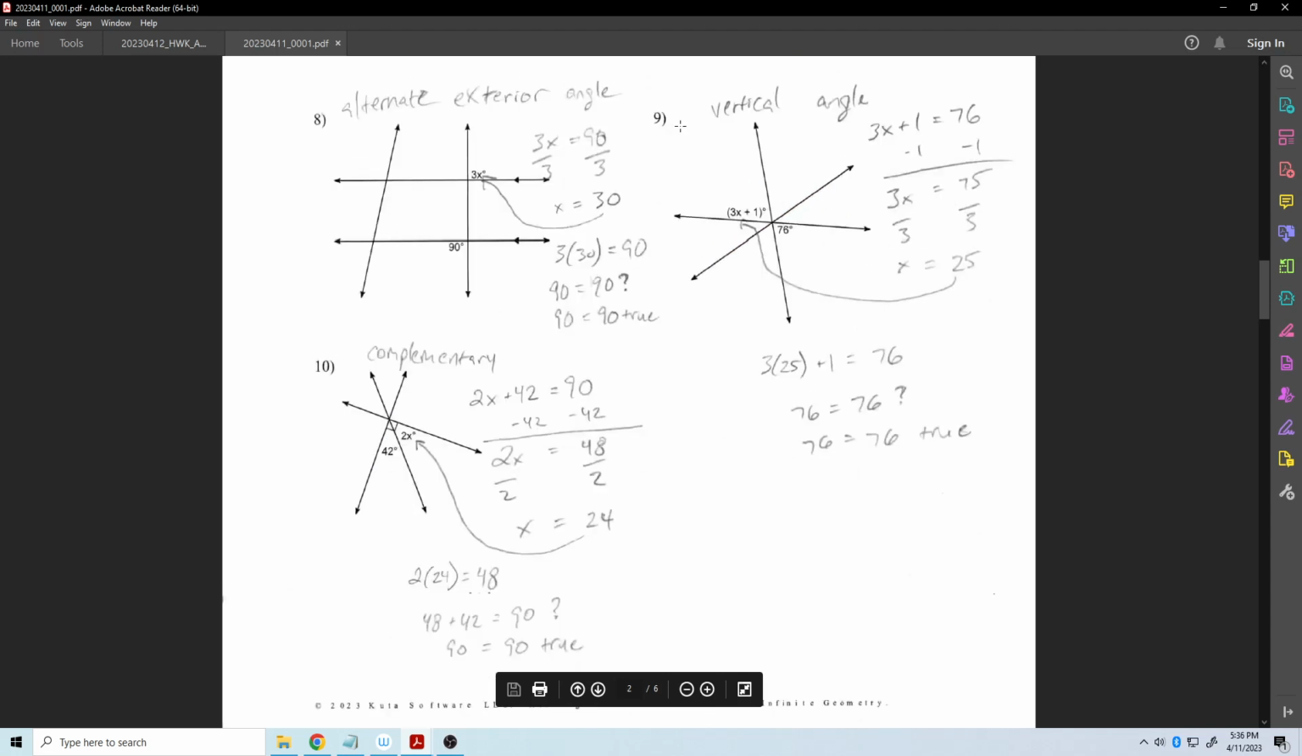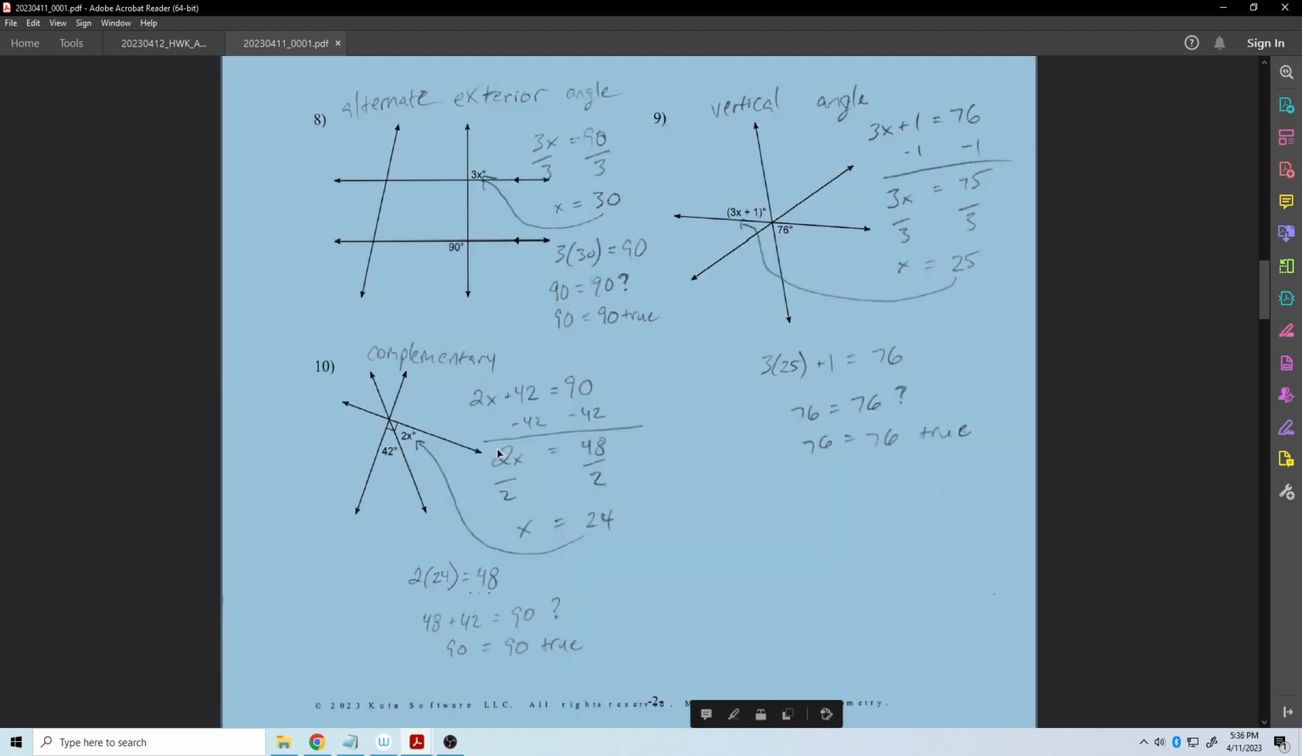Complementary, same idea with complementary as with supplementary, which was number 6. Recognize that because it's complementary, it's 90 degrees. So 90 degrees equals the two different angles added together. In this case, the two different angles added together are 42 and 2x. So here you see them added together. Do a little algebra to get the x by itself. x equals 24.